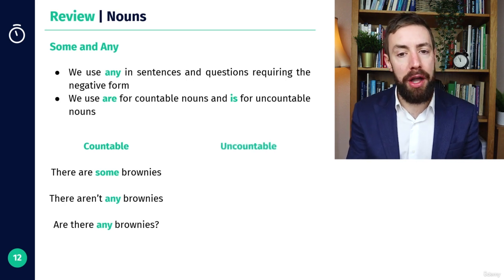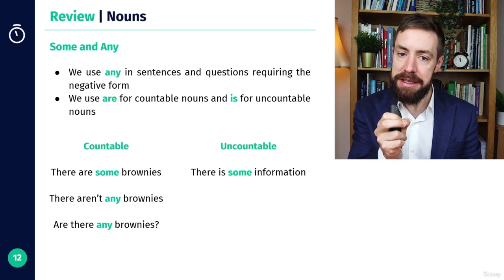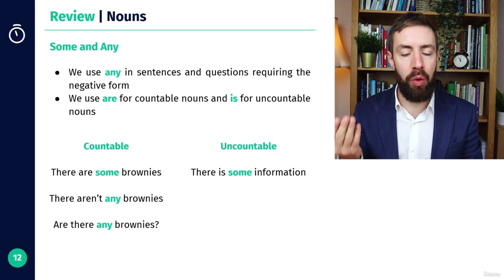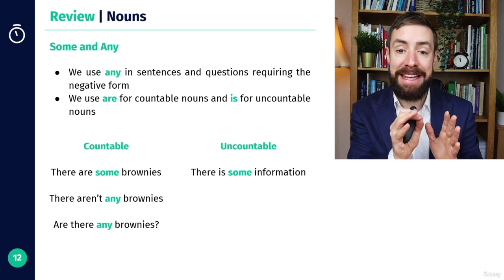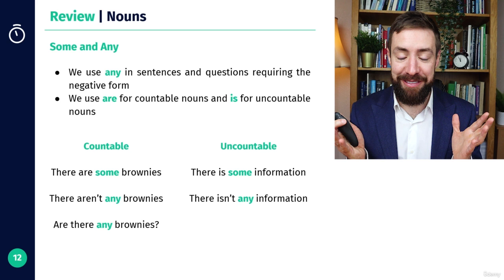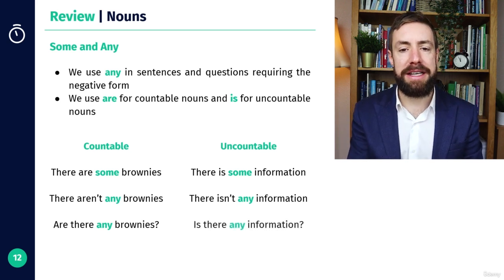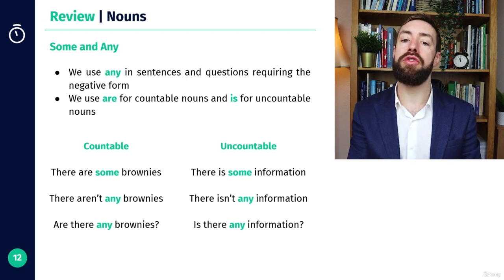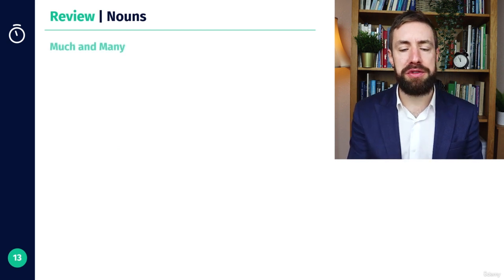Okay, and then for uncountable, there is some information. All right, so we're using some and is, even though it's more than one. There could be a lot, many pieces of information. We say there is some information. Or if we don't have any information, we say there isn't any information. And if we're asking a question, again, we're going to use any. Is there any information?